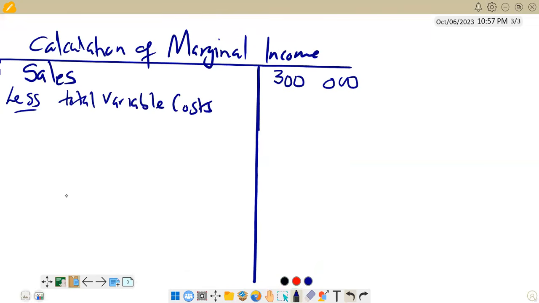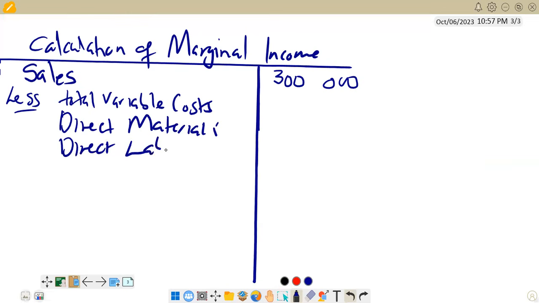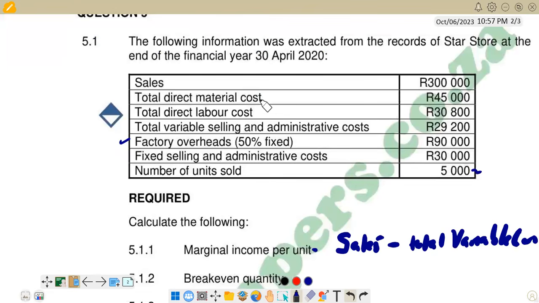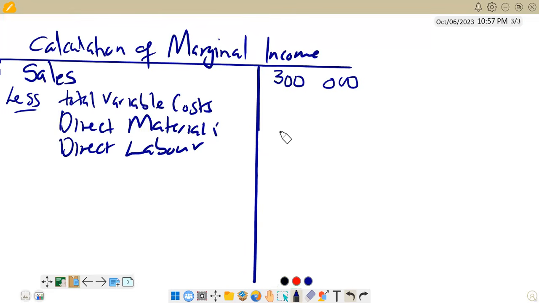For this variable cost, we have a main component of variable costs from the table in the question: direct materials and direct labor. If we go back to our question, we see those items there. For direct materials we have 45,000, and for direct labor 30,800. Those are the figures that we want to enter in that table. So here we have 45,000, then 30,800.